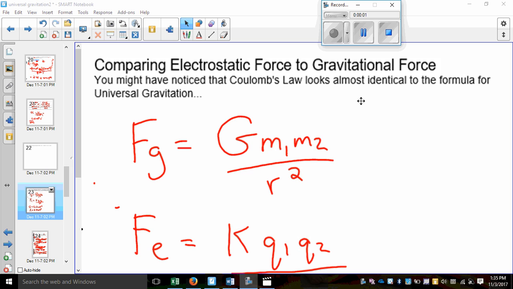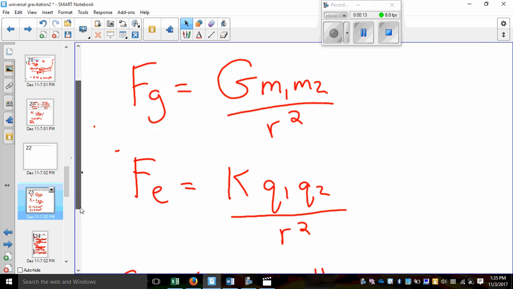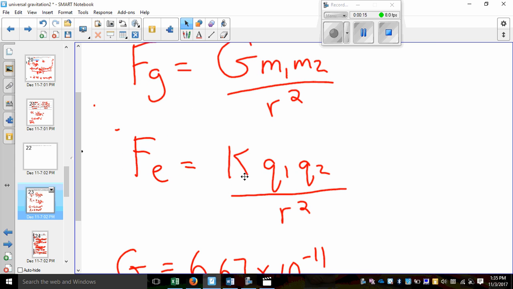You might have noticed that Coulomb's law looks almost identical to the formula for universal gravitation. So Fg equals G m1 m2 over r squared. And look at the electric force: F equals k q1 q2 over r squared. So you notice we multiply a constant by two values and then divide by the distance between them squared.